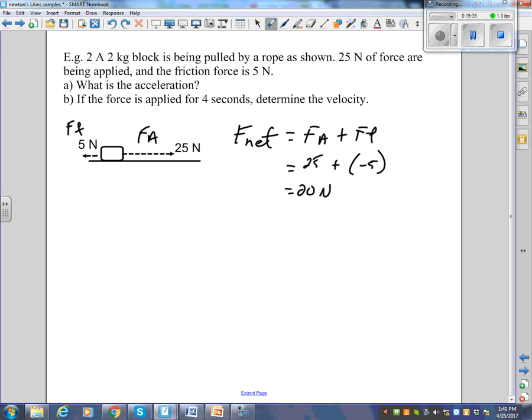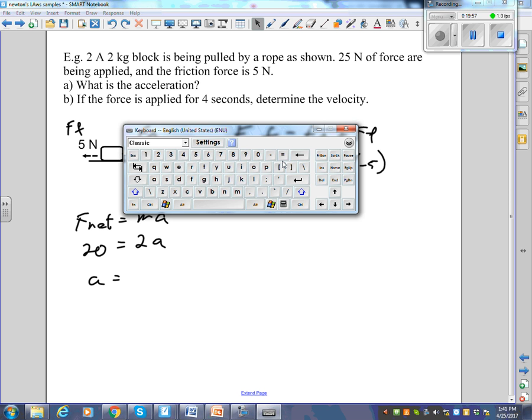So the net force is 20. F net is equal to MA. Some of you maybe have gone ahead already. The net force is 20. The mass is 2. Please tell me you can do this part in your head. 20 divided by 2.